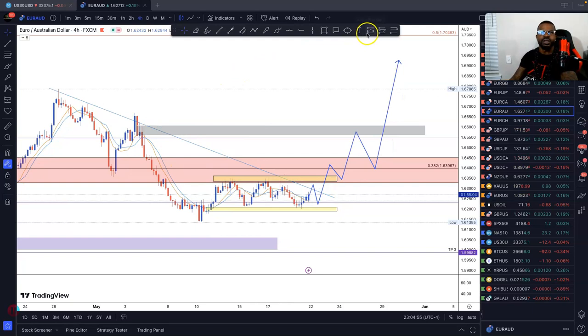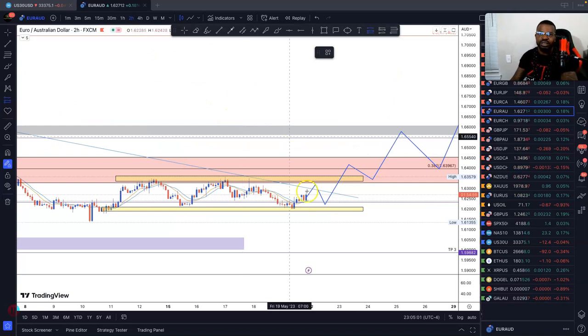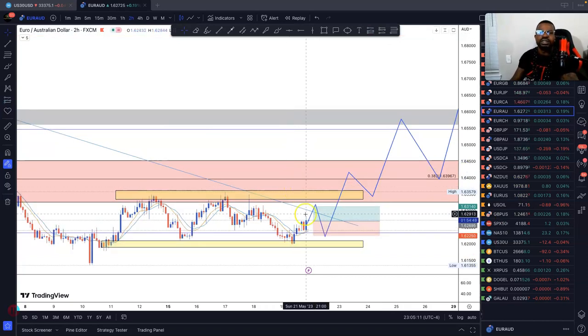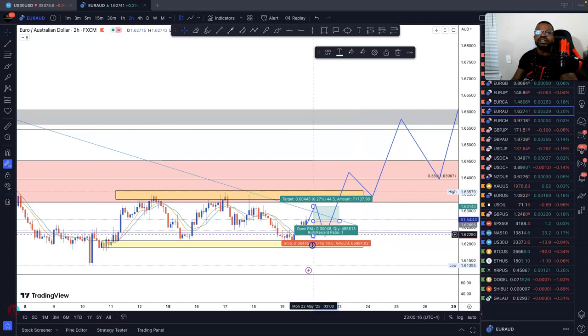So let's go ahead and set these up. Let's see if we can find the entry. Oh, looks like we missed it. Looks like this would have been our entry. So the stop loss would have to be, let's say, below the lows to play it safe.